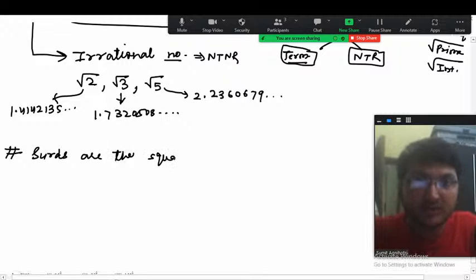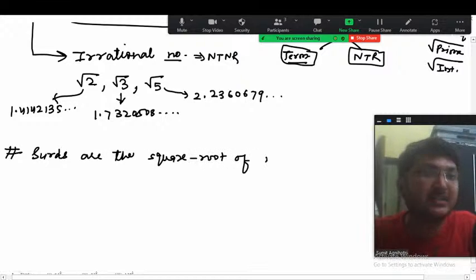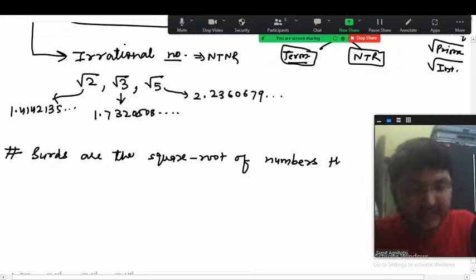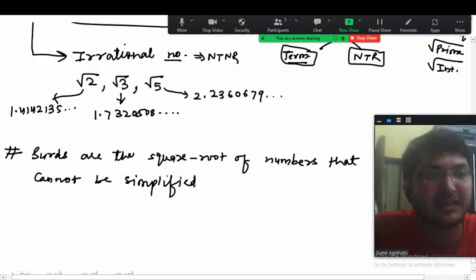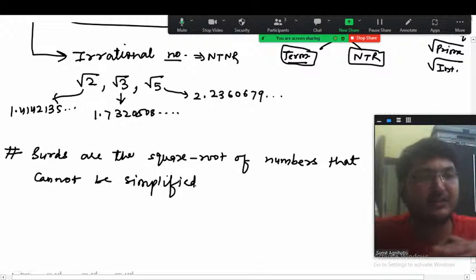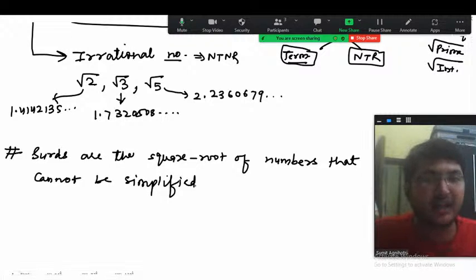What will you write? Surds are the square roots of numbers that cannot be simplified. Sir, what if those can be simplified? If they can be simplified, you will not get a surd, because you will get an integer. Then what will we get, sir?